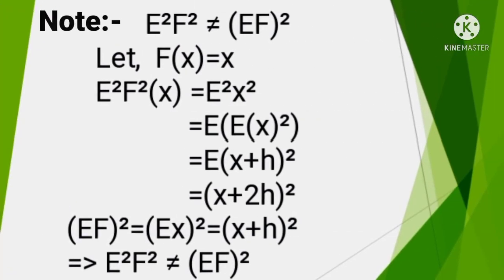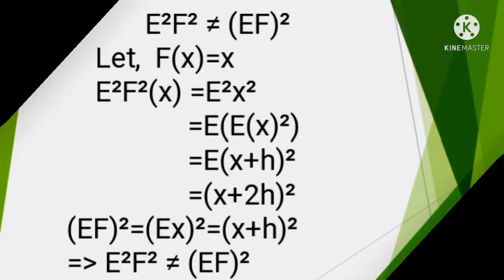Then the next one is a note. E square f square does not equal E f whole square. Let f of x equal x square. E square f of x equal to E square x square equal to E of E of x square equal to E of x plus h whole square equal to x plus 2h whole square. E f whole square equal to E x whole square equal to x plus h whole square. Hence E square f square does not equal E f whole square.